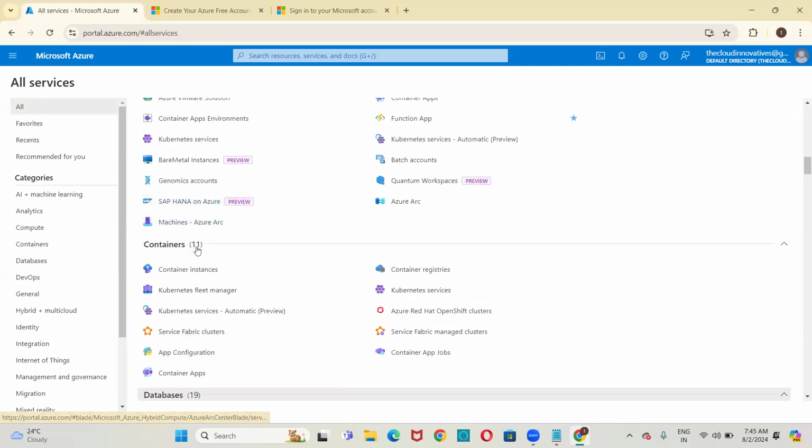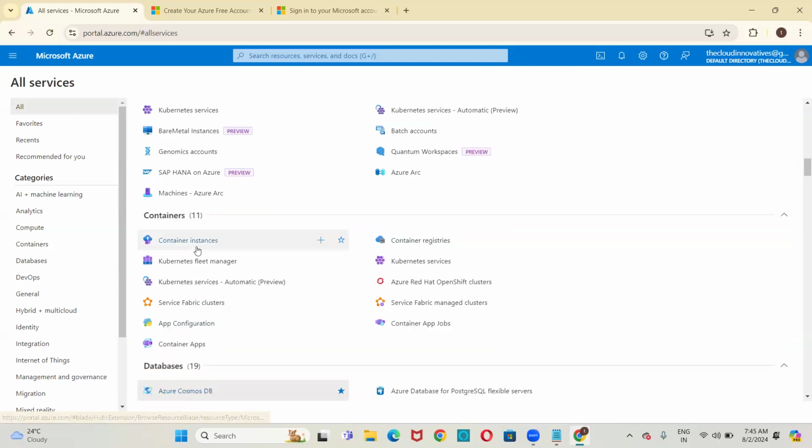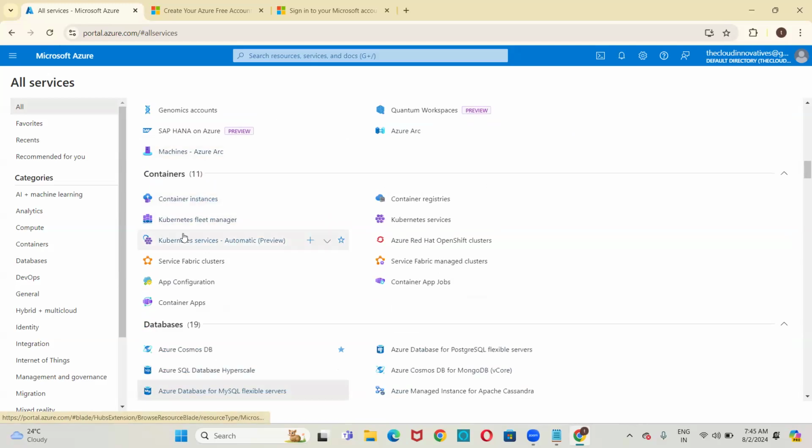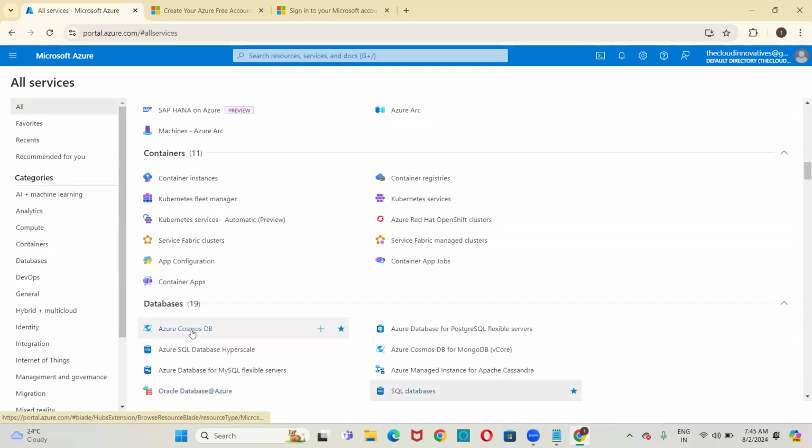How many storages are there, guys? 11 storages. As I told you, totally 90 plus. Out of 90 plus, you have 11 here. Database storages is 19. 11 plus 19 means what, guys? 30 storages you have here.